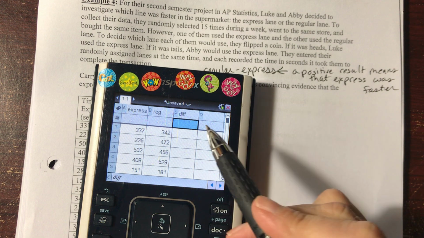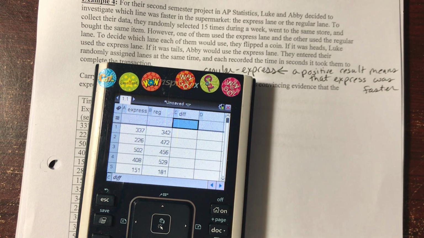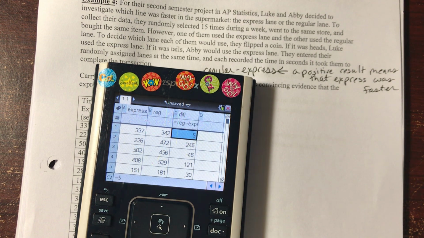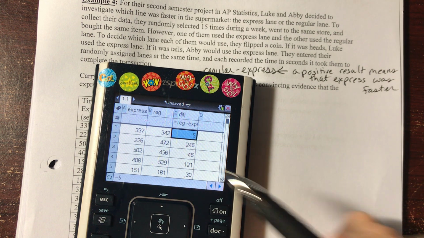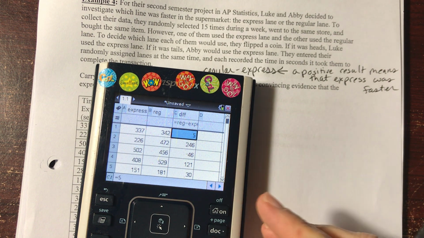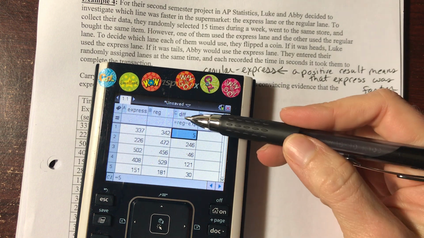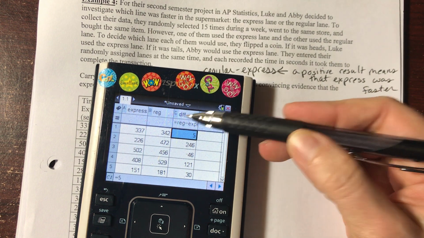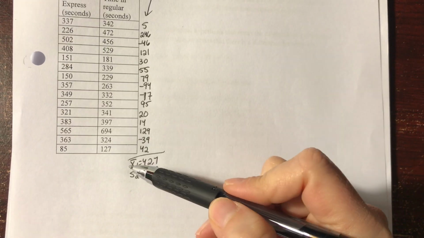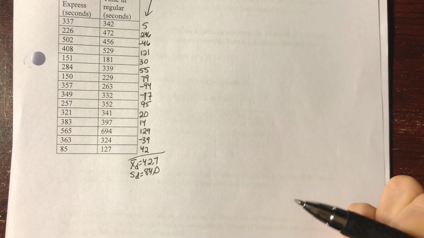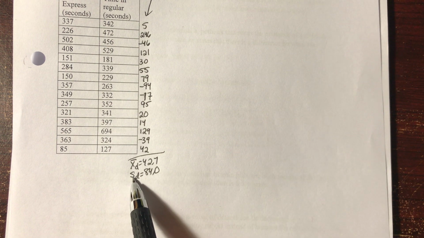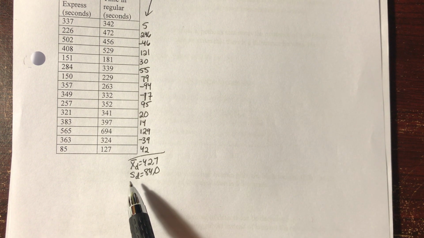in this cell, my equation cell, I'm going to type in reg minus express, press enter, and it subtracts them for me. So I did regular minus express, and that's where I got my column of data. Then I could very easily do one variable statistics of this column of my differences, and that's where I got my mean difference and my standard deviation of my differences. You're still going to just use s because it's a sample. All right, and we've got that there.